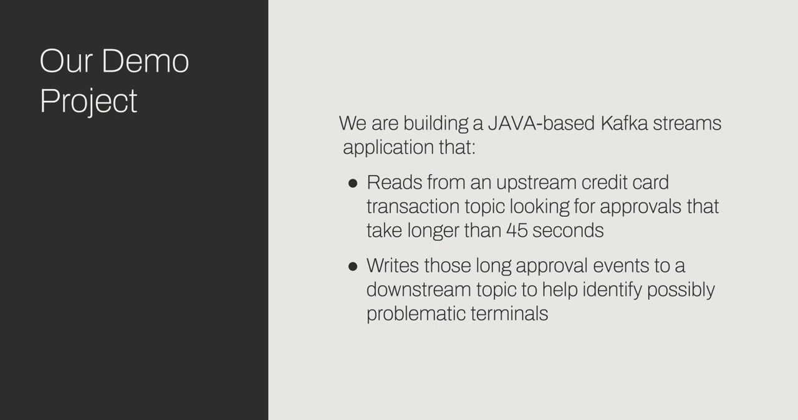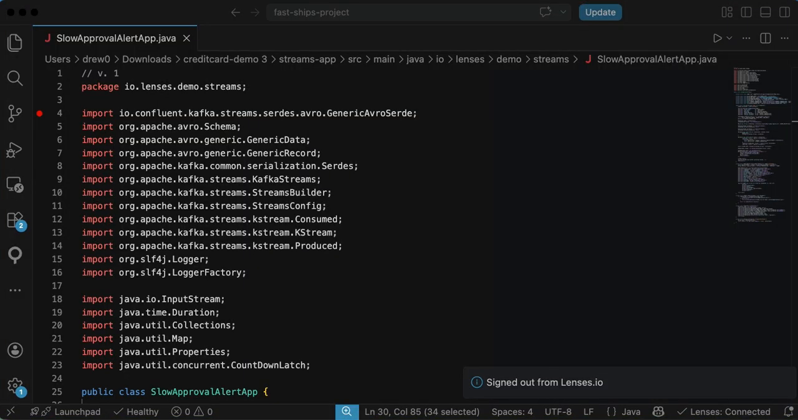And then we're going to take all of those events that have those greater than 45-second approval times, and we'll be writing them to the downstream topic, that can then be processed, or be part of an alert or an investigation into slow terminals, that sort of thing. So that's just a quick idea of what we're going to be demoing, and now let's get right into the demo. All right, enough preamble.